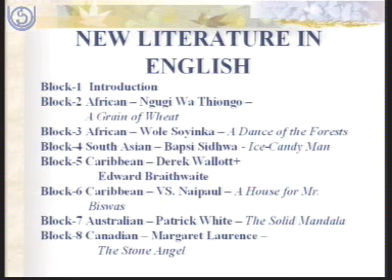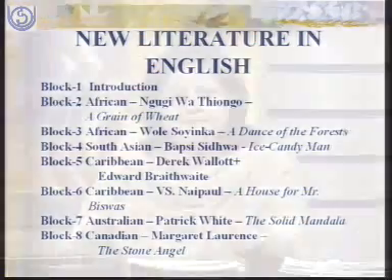In Block 5, we have taken up the poetry of Derek Walcott and Edward Brathwaite. Block 6 is again the Caribbean component, and we have taught you the Nobel Prize winner V.S. Naipaul's A House for Mr. Biswas, which, as you are all aware, is a very, very famous novel. Then in Block 7, we have focused on Australian literature with special reference to The Solid Mandala by Patrick White. And in Block 8, we have dealt with Margaret Laurence's The Stone Angel, and this is what I shall be focusing on today.